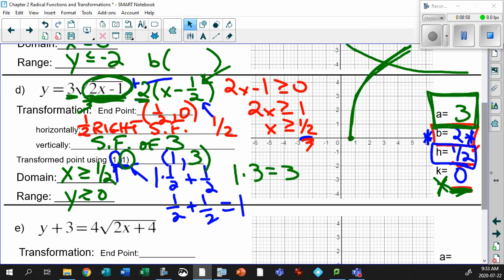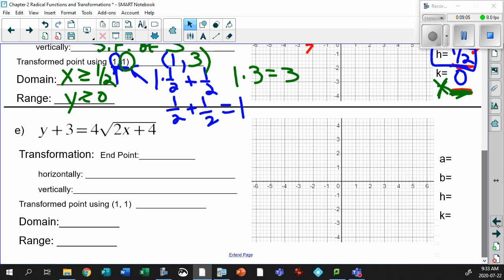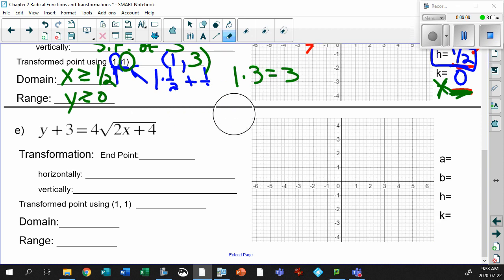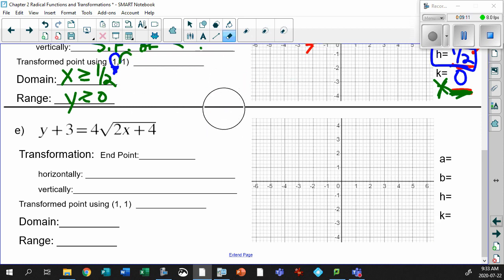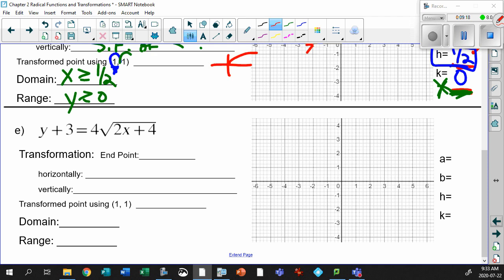All right, last one. Let's see how well and efficient you are, and I'm going to throw everything at you in this question. Let's go. Check that one out. All right, so here we go. I need all the room I can get. Remember, this is a radical function because there's that radical. So you know and I know it's going to look like that base formula or base equation.